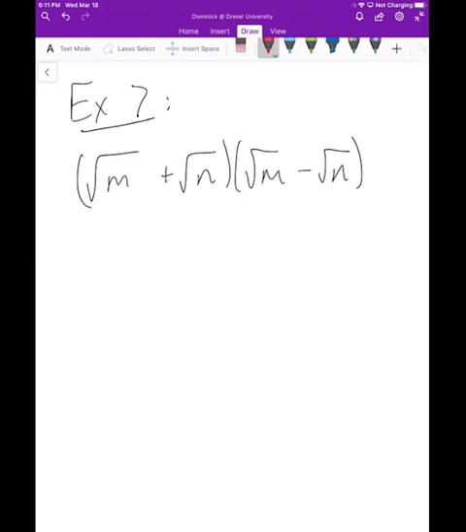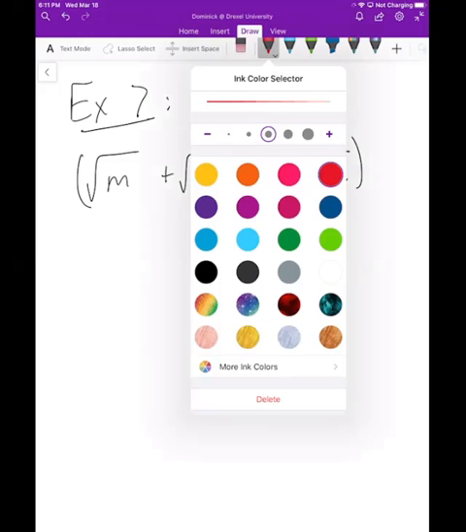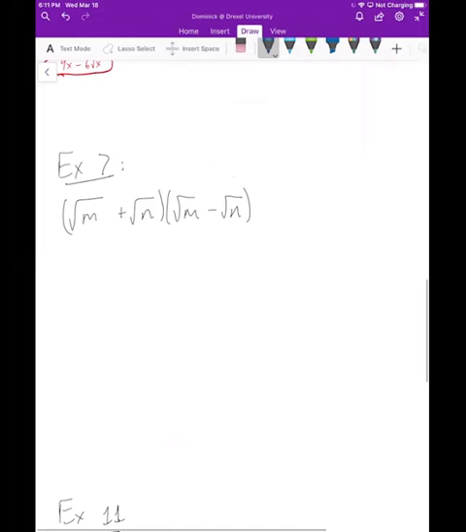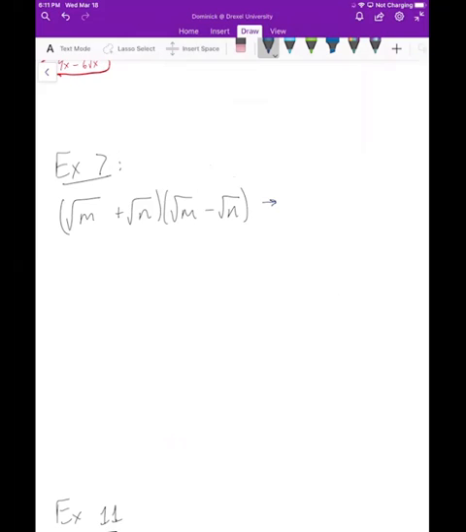Now, example 7 is not particularly hard, but I do want you to notice that we have sort of a familiar formula going on, right? And if you don't see that right away, you can see that this is, let's see, maybe kind of zoom out a little bit. So maybe notice here that you have something in the form of a plus b, and then the same thing except with a minus sign. And this, of course, is your difference of squares, difference of two squares formula.